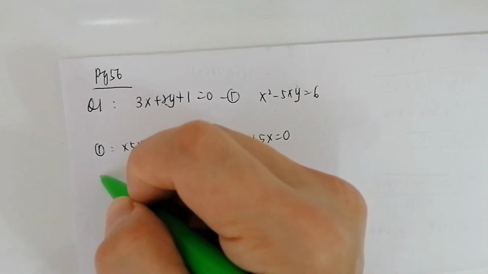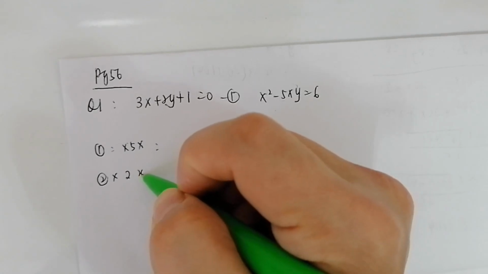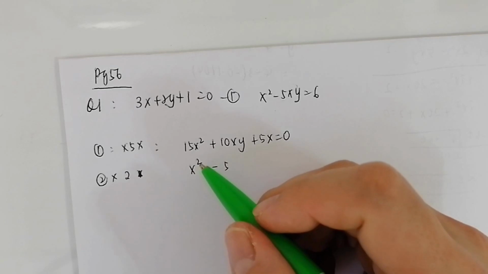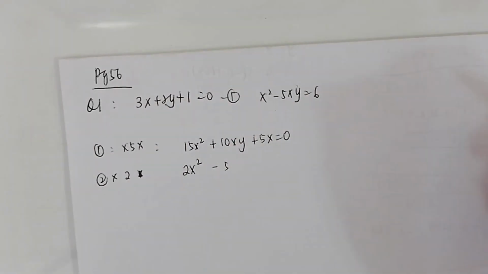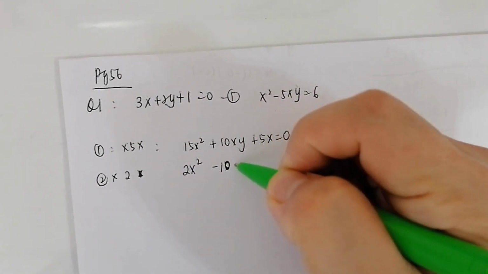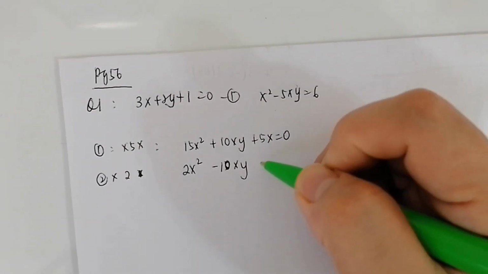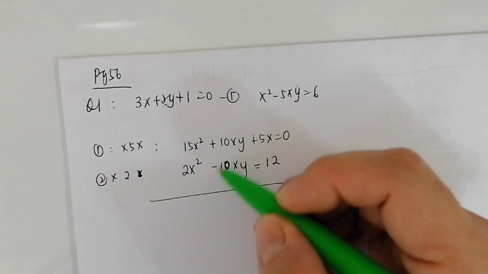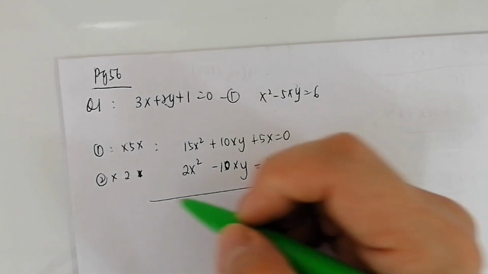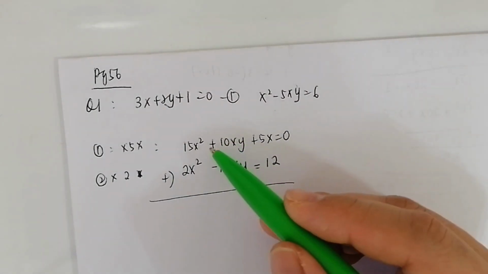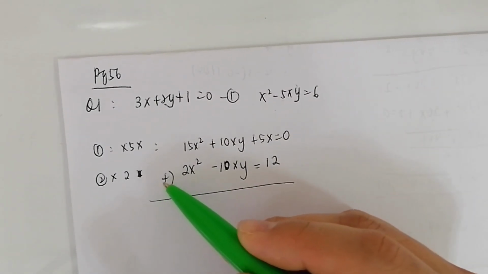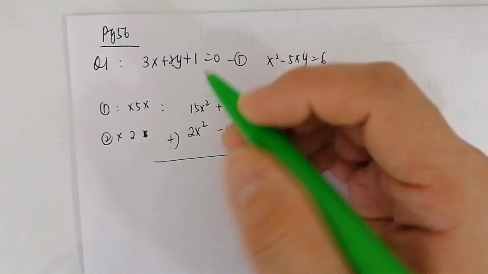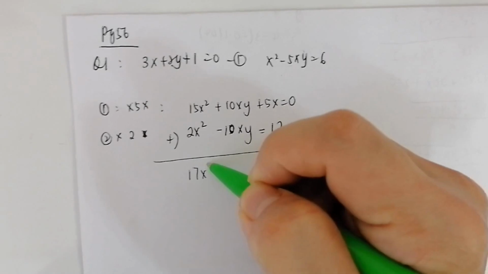We are going to multiply the second equation with 2. So when you multiply with 2, you are going to get 2x squared. Here, you are going to get 10xy. When you multiply with 2, we are going to get 12. Okay, so here, same thing. If both signs are different, one is positive, one is negative, we just add up. If both are negative, then here we have to put minus, because negative, negative, positive, then only we can get rid of it. Okay, alright, so here this will be 17x squared.